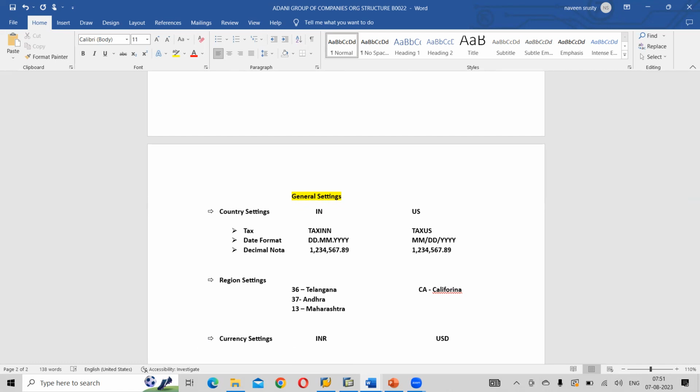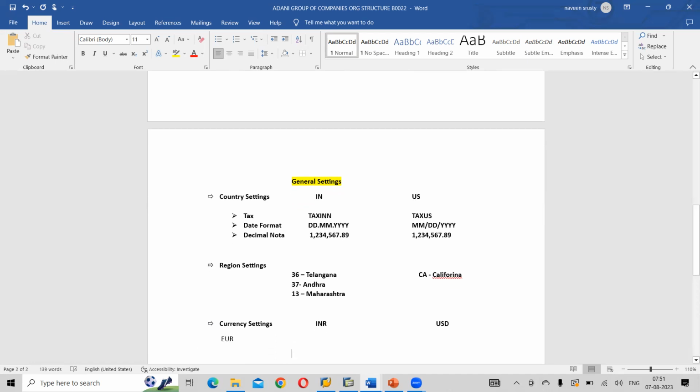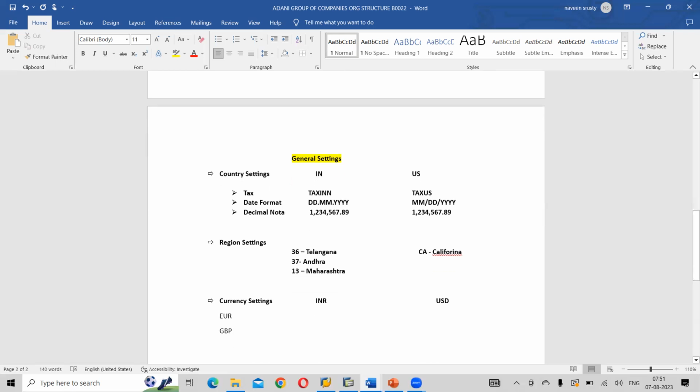What currency should be there in the system? Euro. Whether it is there or not, we need to check. Okay, then next, they are dealing with Great Britain. So we need to check GBP is required. So GBP is there or not.